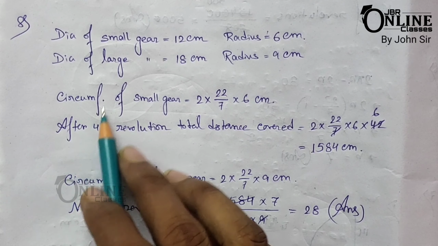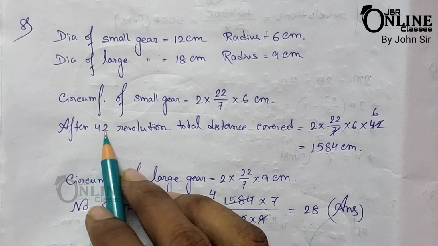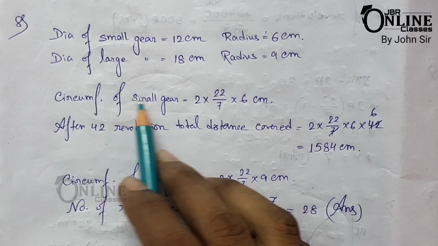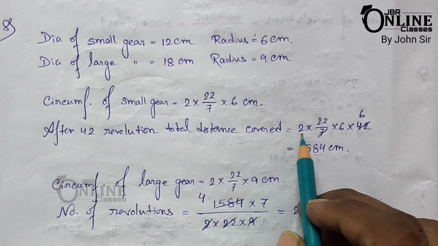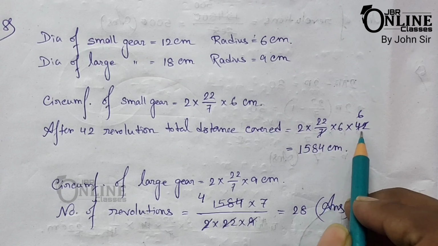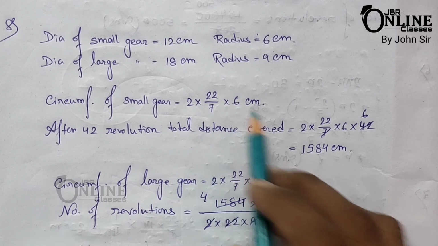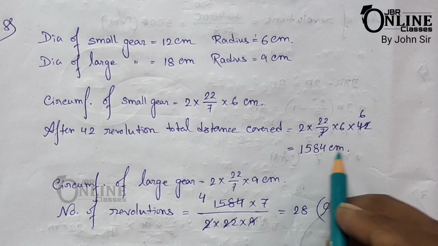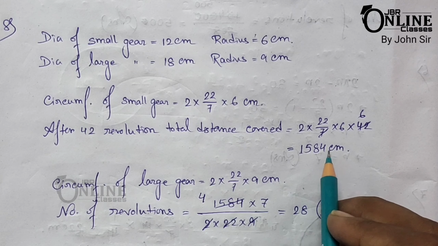Now as the first gear makes a total of 42 revolutions, that means after 42 revolutions the total distance covered by the small gear is equal to 2 pi r into 42, that means circumference into number of revolutions. So that is equal to 1584. Now 1584 is the total distance.